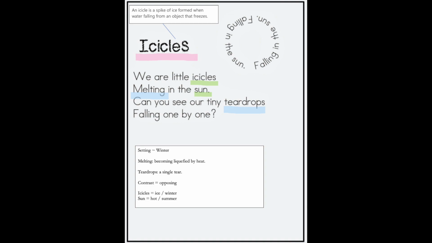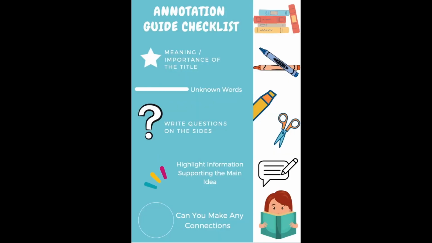And then, of course, lastly, there is also opposing sides, as it speaks upon icicles, but also the sun. So you may want to introduce some contradiction figures to your students, as icicles represent winter and the sun represents summer. There should also be a checklist provided to the students that allows them to have a structure of what the teacher is looking for.